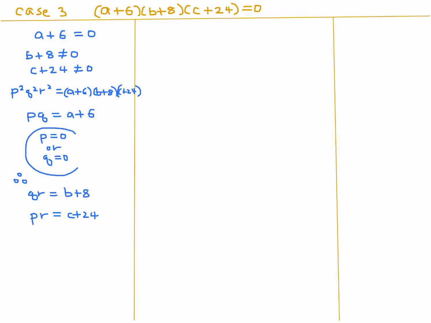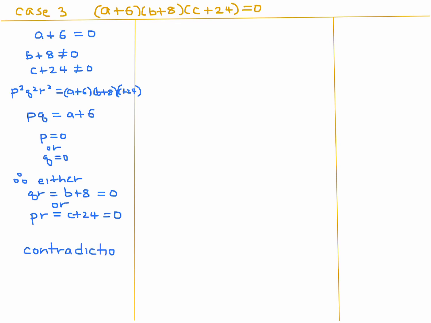So if p equals 0 or q equals 0, then that means either this is equal to 0 or this is equal to 0, right? If p was equal to 0, then that would make pr equal to 0. If q equals 0, it would make qr equal to 0. But here's the problem. We've already said that b plus 8 and c plus 24 are both not equal to 0. So what we basically have created is a contradiction.